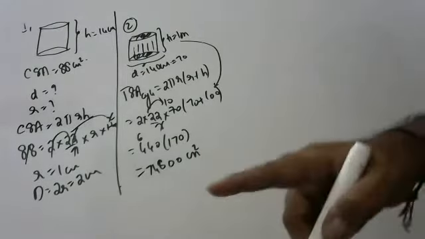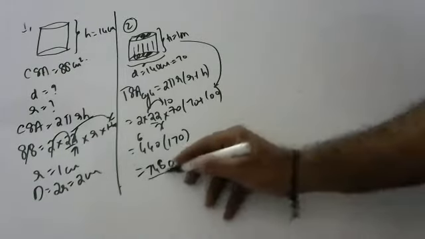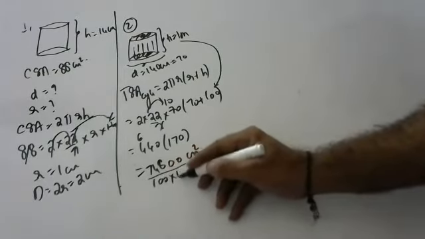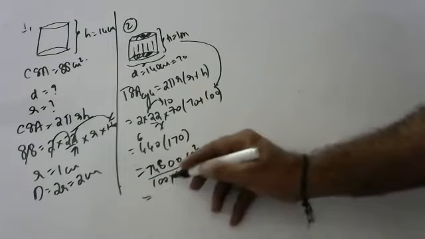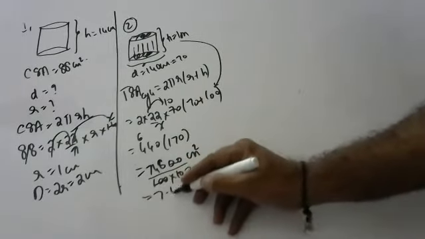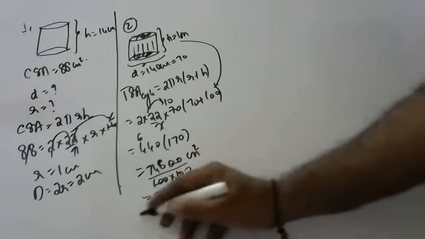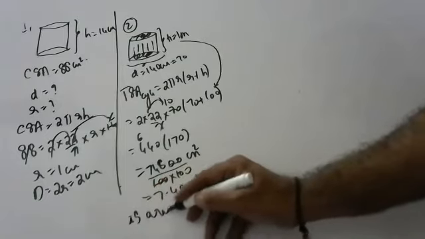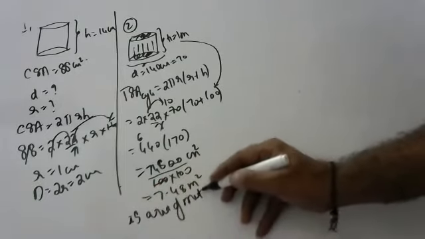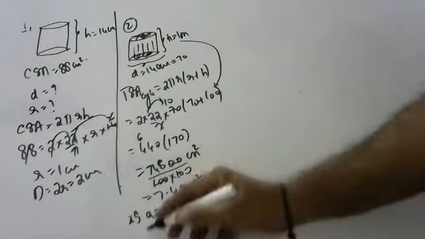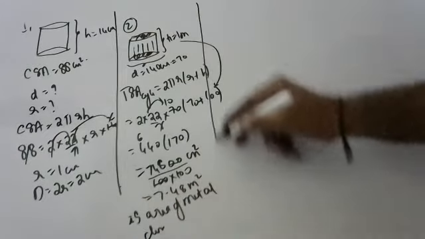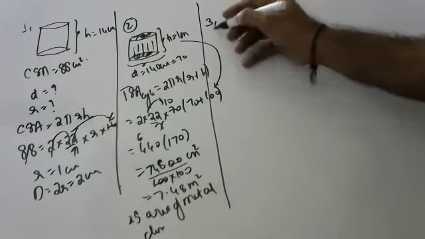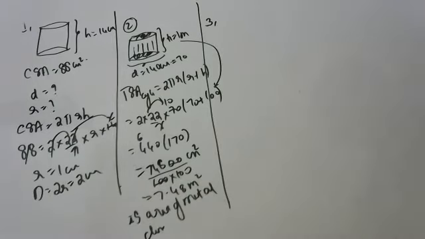Children, if you want to convert centimeter square to meter square, what should you do? Divide by 10,000. So 7.48 meter square is the area of metal sheet required to make this closed cylindrical tank. Compulsory you should write the statement. The statement is very important.